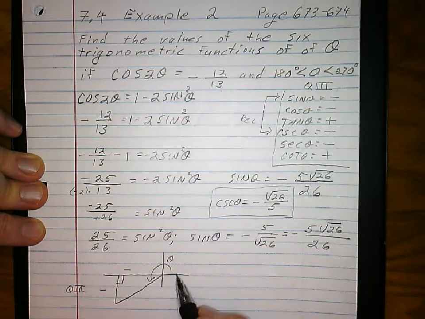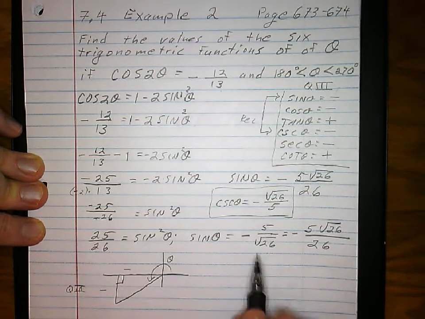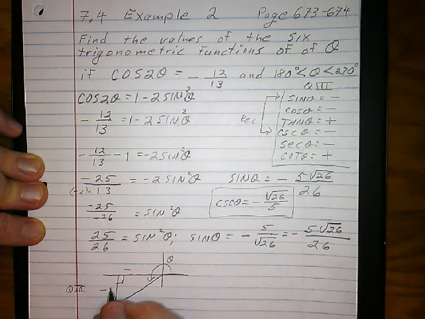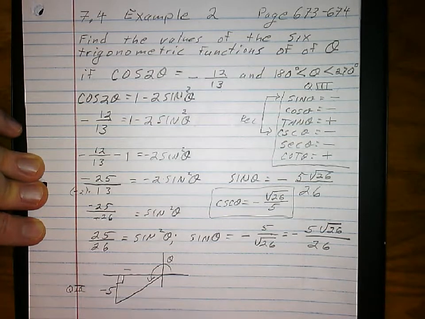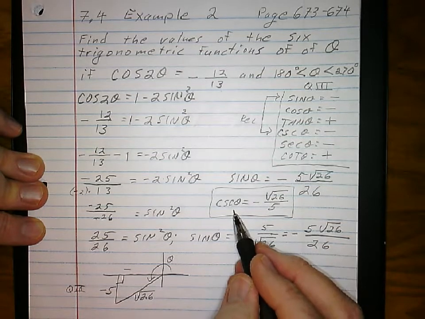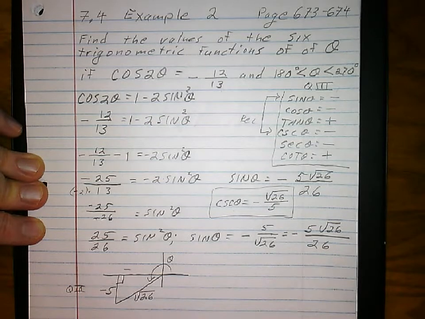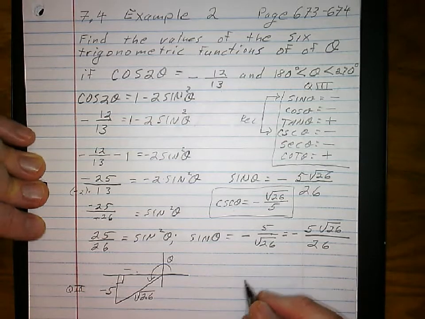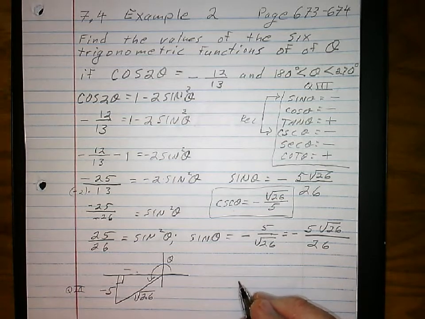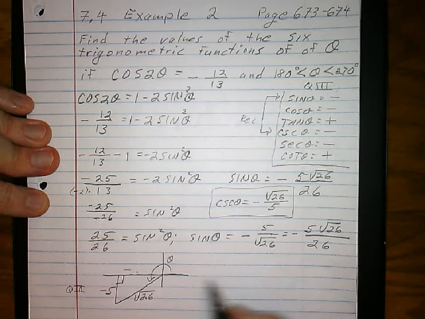We know that the sine of theta is negative 5 over the square root of 26, opposite over hypotenuse. Negative 5 going down in the y direction. And here's the square root of 26, right? And that means cosecant is hypotenuse over opposite, which is negative rad 26 over 5. We need to calculate what this side is so that we can find cosine and secant. So that's what we're going to do next.